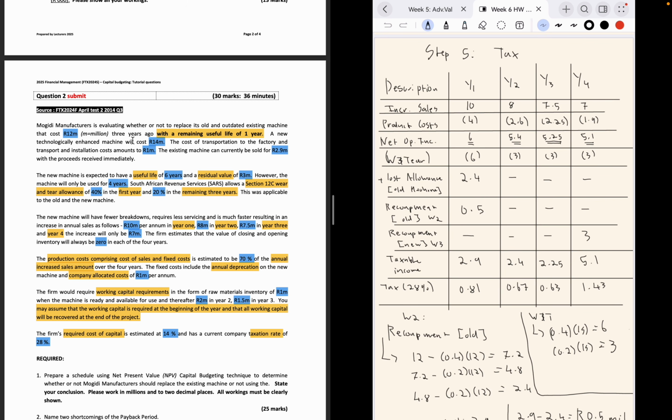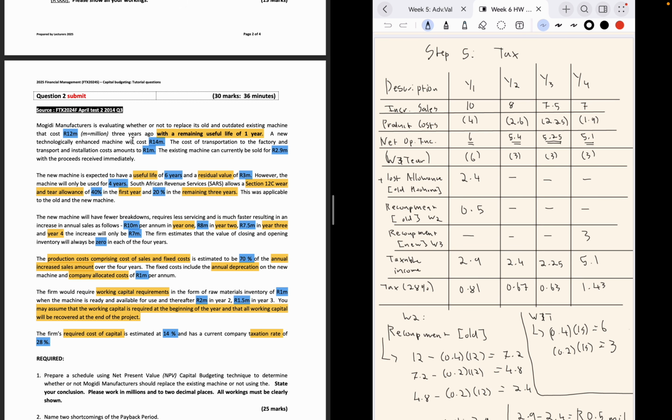So what is our increased sale value? We already calculated. Production costs already calculated. Net operating income is the sum of those two. Wear and tear, we know how to calculate that. All of that together gives us our taxable income of 2.4 and 2.25 respectively, and then you tax that at 28%. It gives you a 0.67 and 0.63. So that is 28% of 2.4 is 0.67, 28% of 2.25 is 0.63.